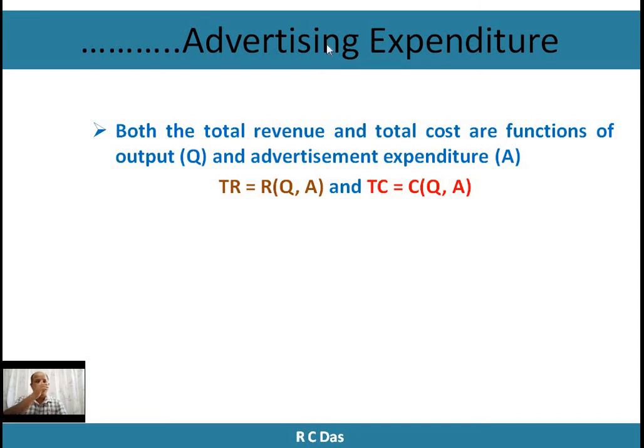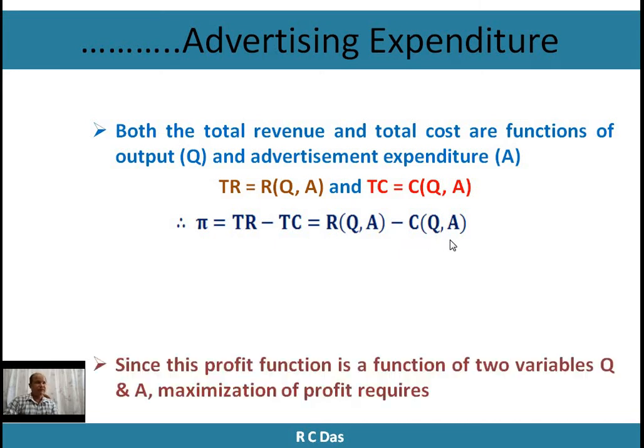That is why total revenue is a function of output Q and advertisement expenditure A, and total cost is also a function of output and advertisement expenditure. Therefore, profit pi is equal to TR minus TC, equal to revenue function minus cost function.